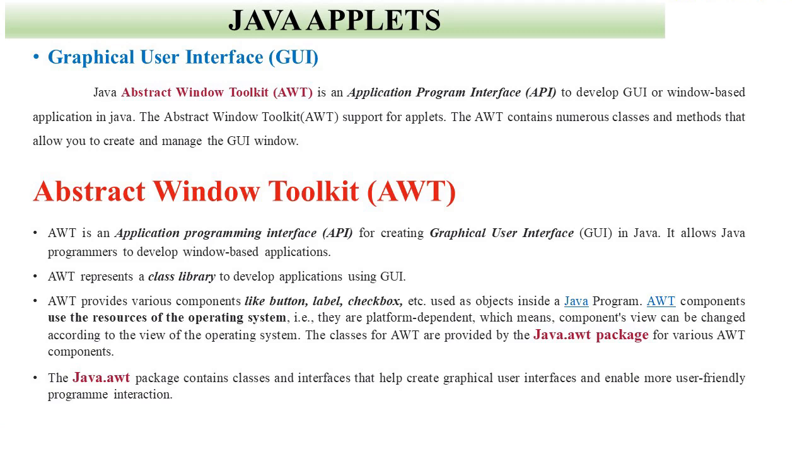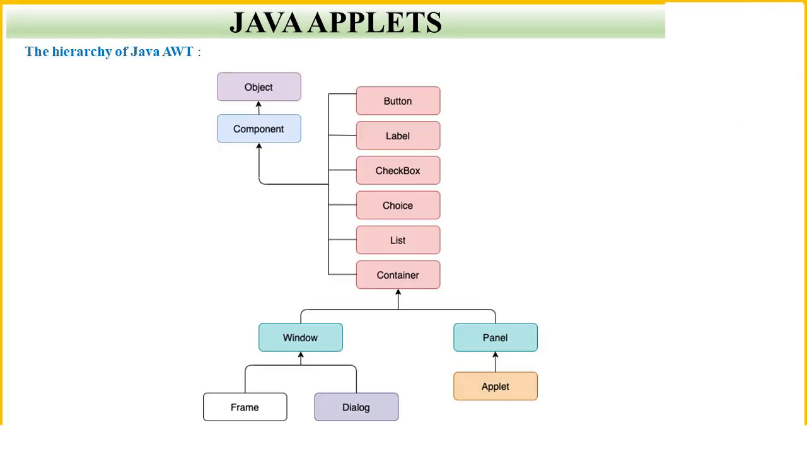AWT components use the resources of the operating system. They are platform independent, which means the components' view can be changed according to the view of the operating system. The classes for AWT are provided by the java.awt package for various AWT components. The java.awt package contains classes and interfaces that help create graphical user interfaces and enable more user-friendly program interaction.